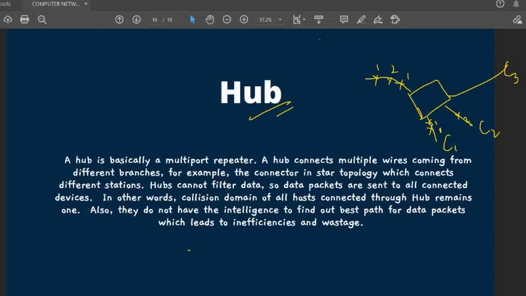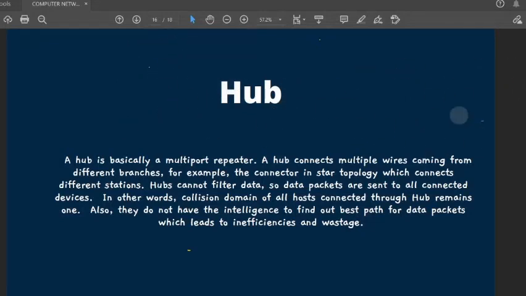But in hub, what is happening? In hub, we are not focusing on that part. All the packets are transferred to all the systems. The only thing is that the system needs to check what it needs and what it doesn't need. So that's the difference between switch and hub. Hub is the most common networking device, and hubs cannot filter data, so data packets are sent to all connected devices. In other words, the collision domain of all hosts connected through a hub remains 1, which leads to inefficiency and wastage. This is very important.